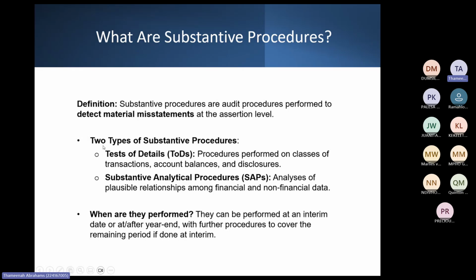Then, like I said, there are two types of substantive procedures, which is a test of detail, and these procedures are performed on the classes of transactions, account balances and disclosures. So that's your ticking and bashing, or your actually inspecting of the sales tax invoice, for example, to the delivery note to ensure that the customer actually received the goods. Those are the types of tests of detail procedures you'll do.